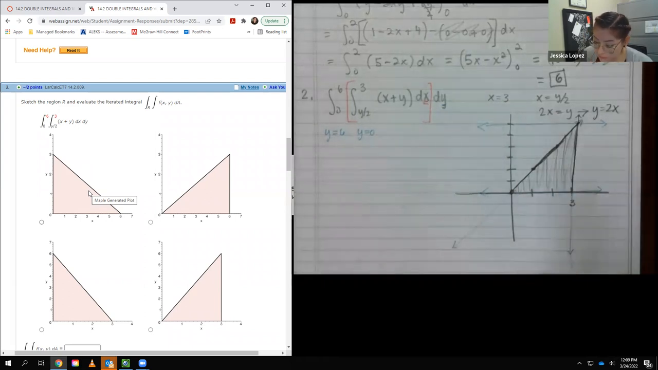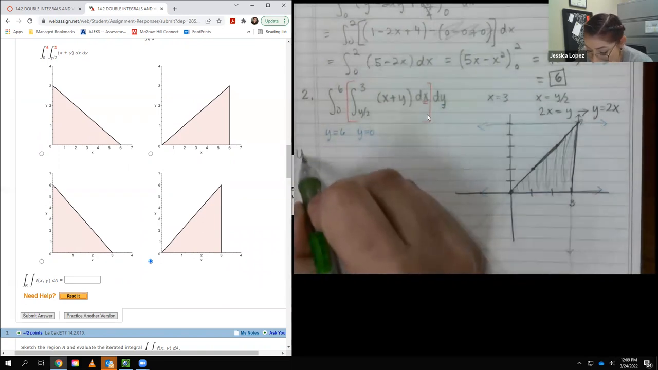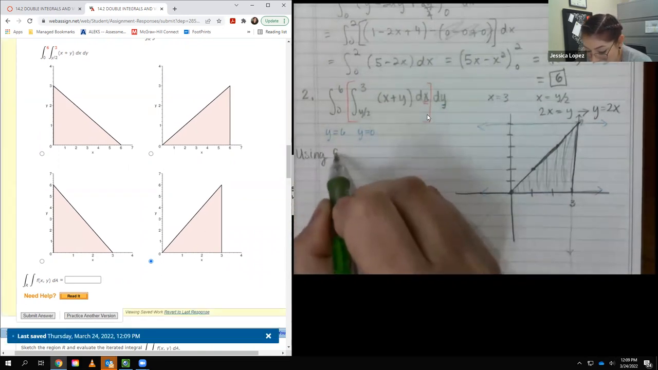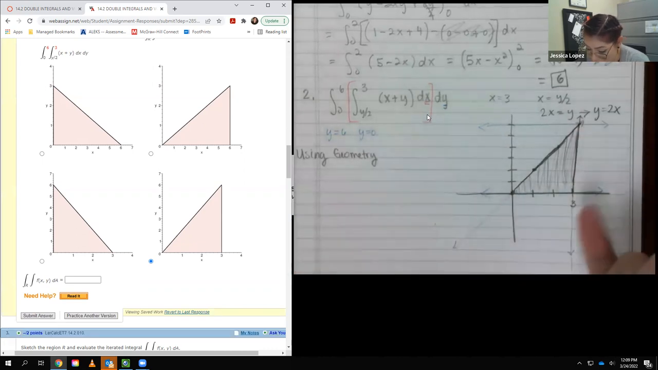And so then which image is that? It looks like this one. No, it needs to go all the way. It needs to go over to 3 and up to 6. So it's actually this graph, okay? And then you could use your area formula to figure that out, or you can actually evaluate this, okay? So if we use geometry, this is very straight.